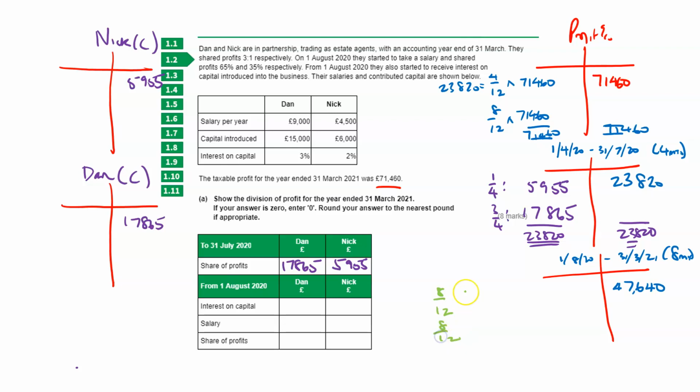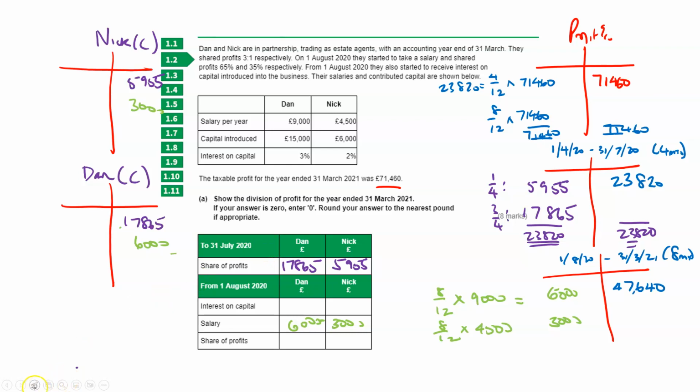8 over 12 times whatever salary it is. So Dan is getting 9,000 and this guy is getting 4,500. So when you do that first, you will see that your salaries are actually 6K and 3K. So if I do the double entry, of course, so that's debit this profit account of 6K and credit Dan with 6,000 and credit Nick with 3,000. So that's sort of the Dan 6,000, and then you have 3,000 there.